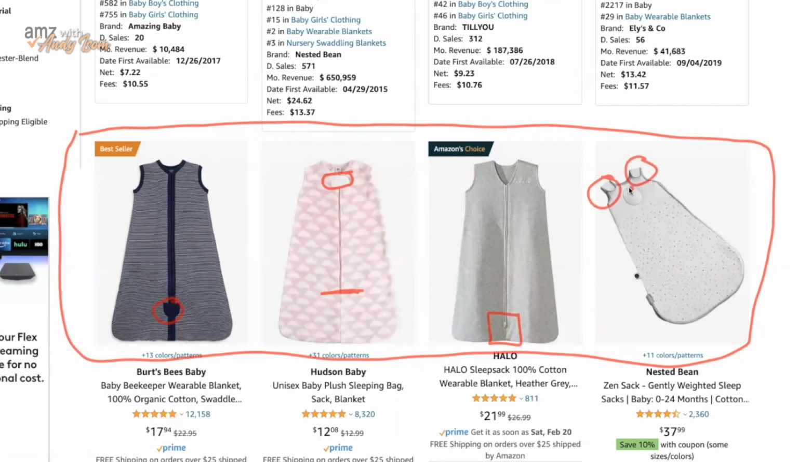This one also has this funky, whatever this is. We could click on that, find out what that is. There's this little tag. This one zips. It looks like it zips at the bottom, maybe all the way up to the side. Again, we could click on it and find out more. This one is gently weighted. This is 100% cotton. This is 100% organic cotton. So you see, just from looking at these, there's so many different little aspects of this that can determine what our product offering is.